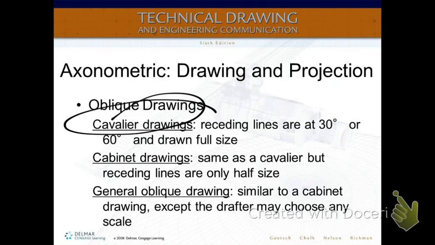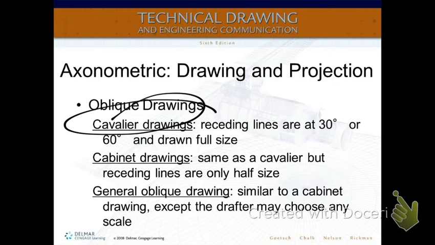Here's a cavalier. Again, the only thing that's different is the angles in which they recede. Cavalier, the receding lines are at 30 degrees. A cabinet's the same as a cavalier, but the receding lines are only half size. And then the general oblique is similar to a cabinet, except the drafter may choose any scale.